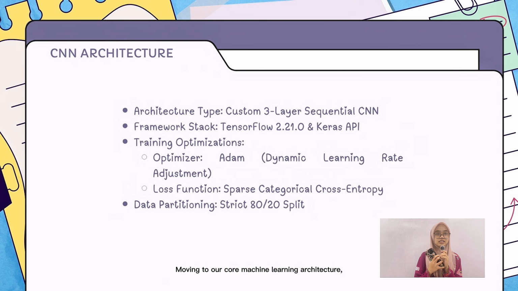Moving to our core machine learning architecture, our system utilizes a custom 3-layer sequential convolutional neural network built on TensorFlow and Keras. To optimize training, we configure the environment with an ADAM optimizer for dynamic learning rate adjustments and use sparse categorical cross entropy as our loss function. Our dataset distribution uses a strict 80/20 split. 80% for robust model training and 20% reserved for independent validation on entirely unseen data.